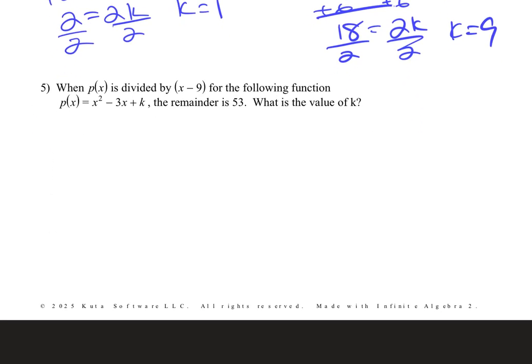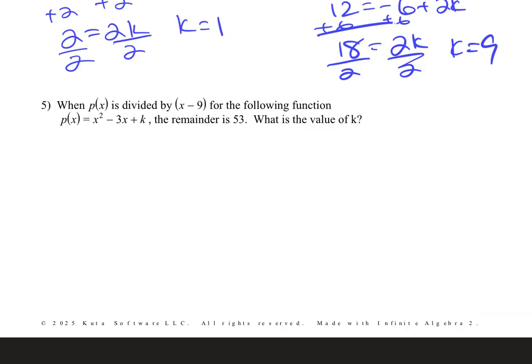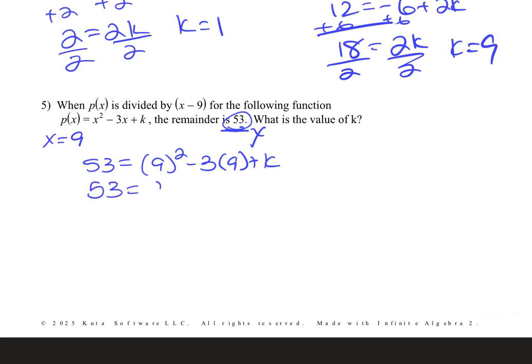And one more example with the remainder. And here we go. So when I divide x minus 9 into that function, I get 53. So that means that I am plugging in 9, and when I do that, my y value is 53. So 53 equals 9 squared minus 3 times 9 plus k. This one's a little easier because the k is just by itself, no real dividing needed. And we just solve. 81.